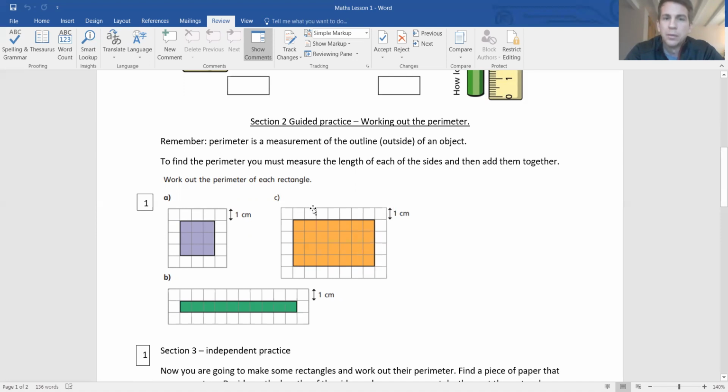Same with this one. 2, 7. This one will be this one, this one. Add all those together. That will give you the perimeter. Perimeter will be in centimeters. Same with this one. It's a long, thin one. Okay, so yeah.